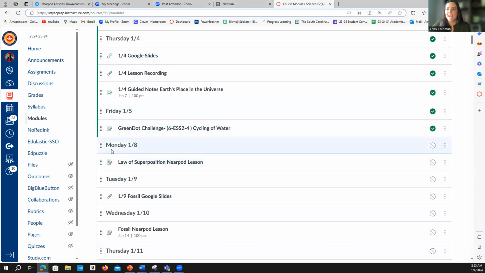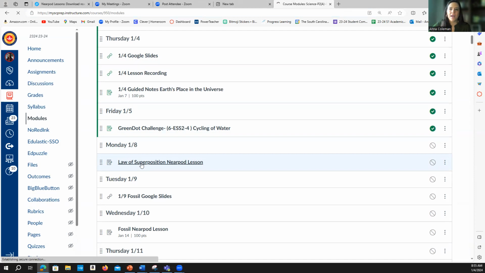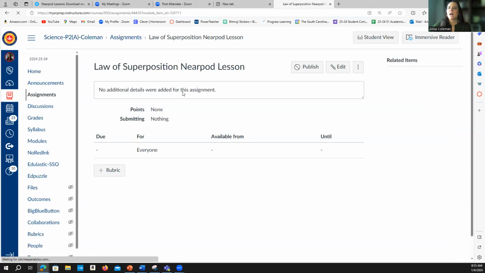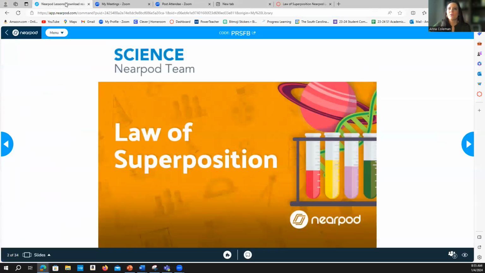You're going to go on Monday. All right, right here you can see under your module, you should see law of superposition Nearpod lesson. You're going to click on that. When you click on that, you will have a link right in here, and you will click on the link and you will put your name in the link. All right, so I will be adding that link for you. And then this lesson should pop up, and this is what you should be doing. Now, remember, this is graded, so take your time. We are not rushing through this, okay?